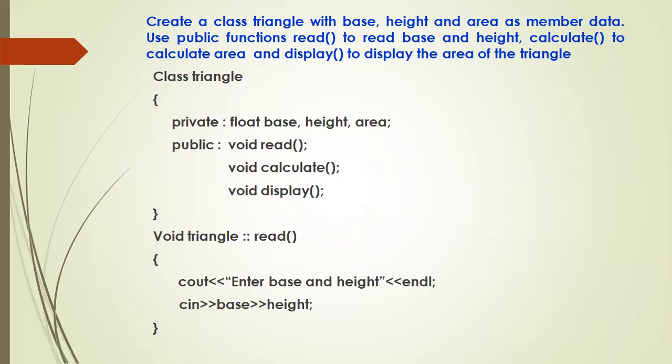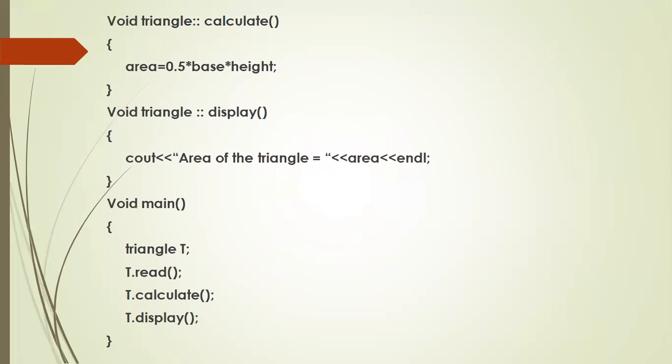Then we have to define the functions one by one. The first function is read. The return type is void. The class it belongs to is triangle. Scope resolution, read. Open the brace. The purpose of the read function is to input the values for base and height. So cout: enter the base and height. Cin base, height.